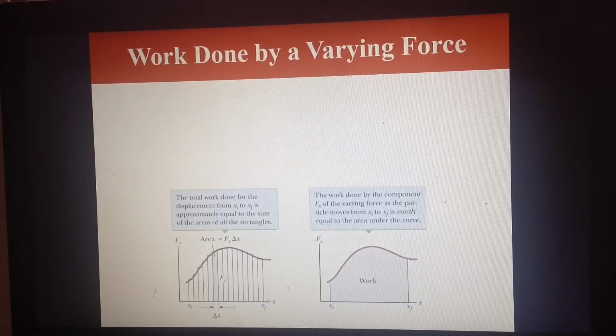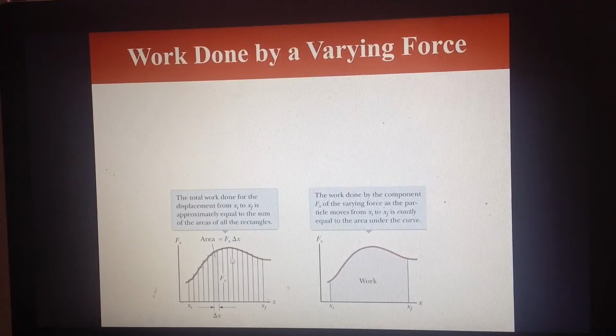So we've been talking about the work done by a constant force. Now, what if we have a force that is changing with time? For example, if you look at this graph, as you move the object from point A to point B, the force is not constant, but the force is actually changing.